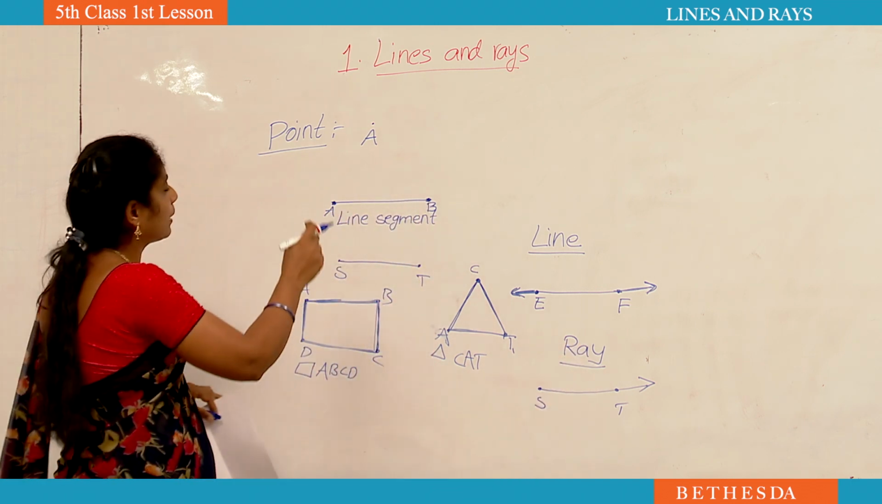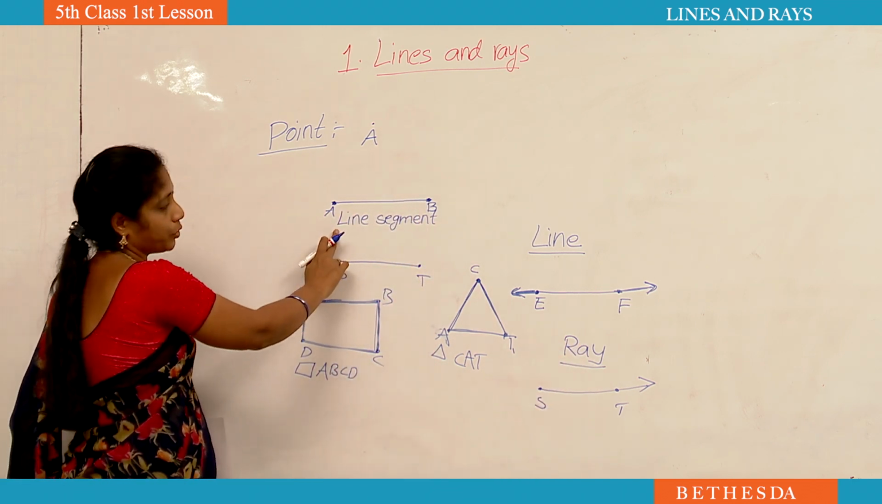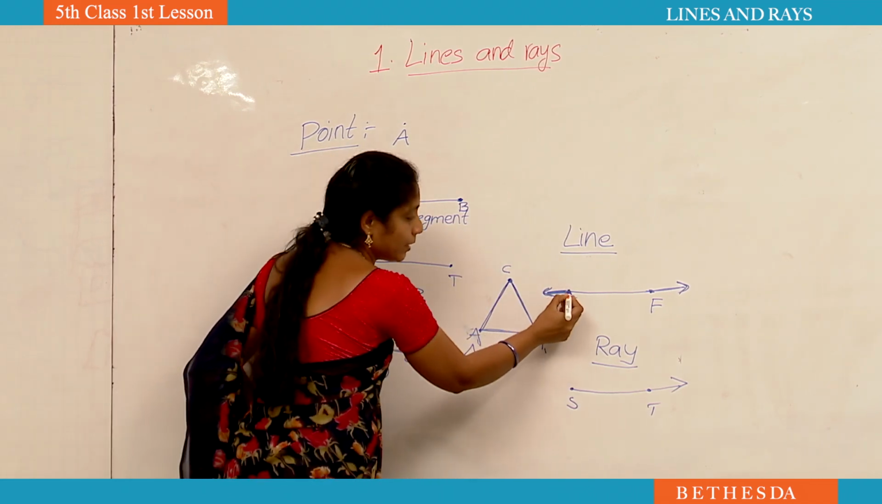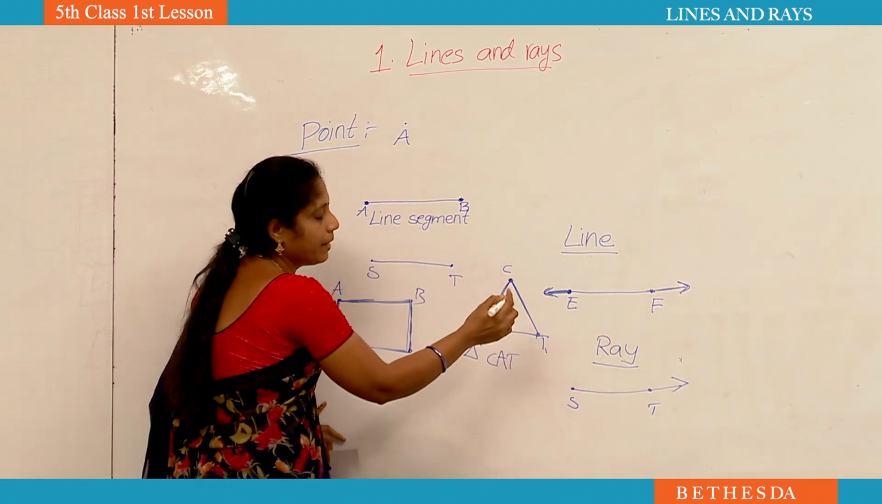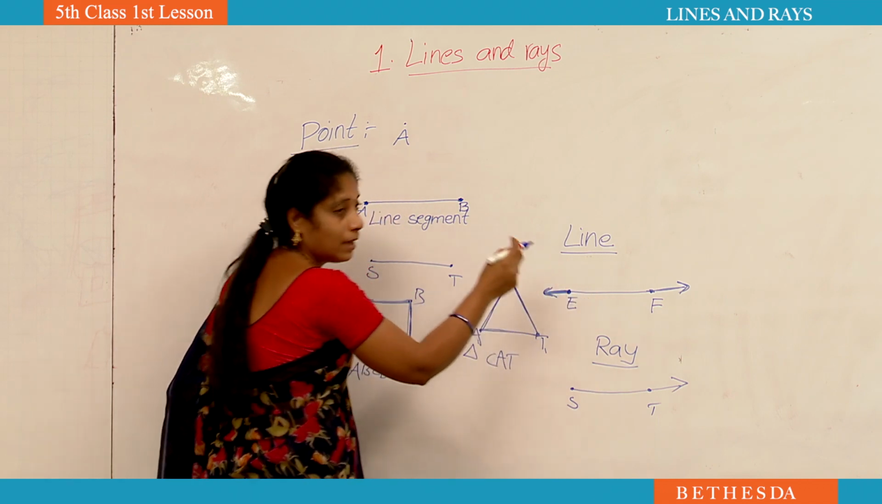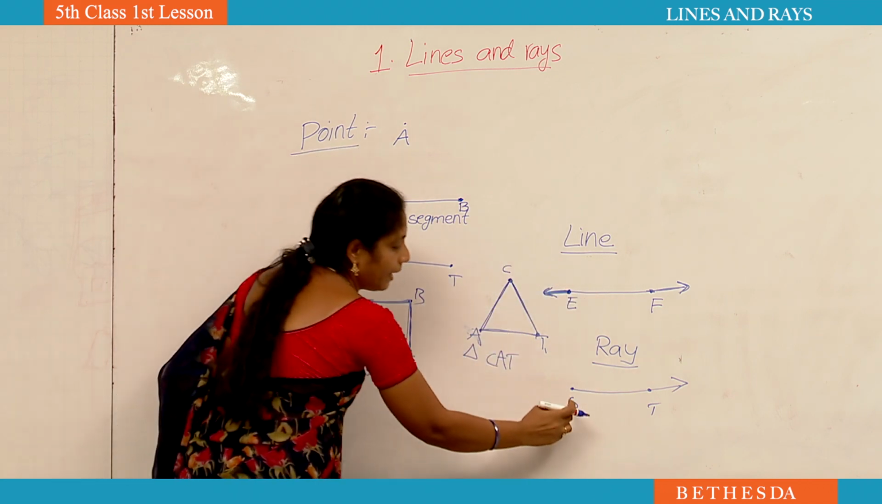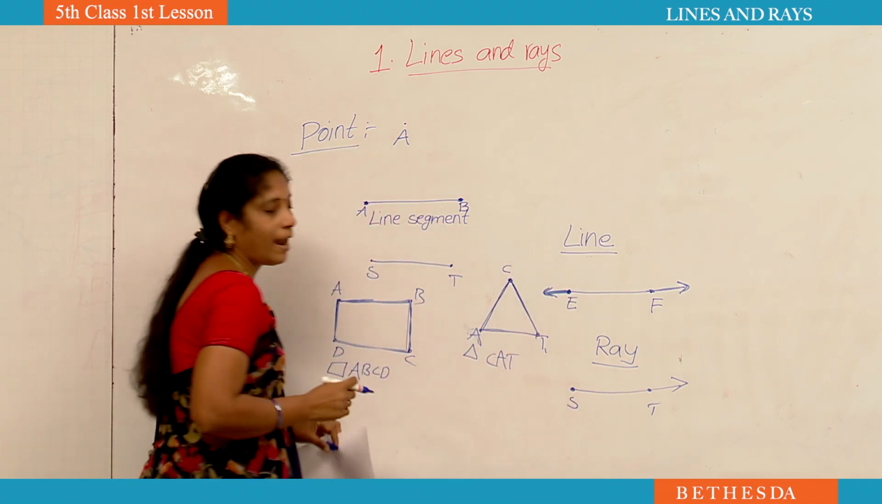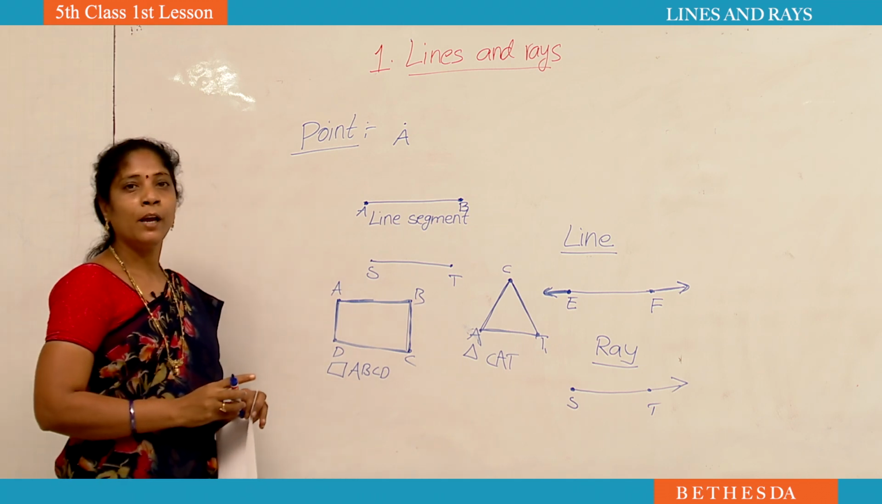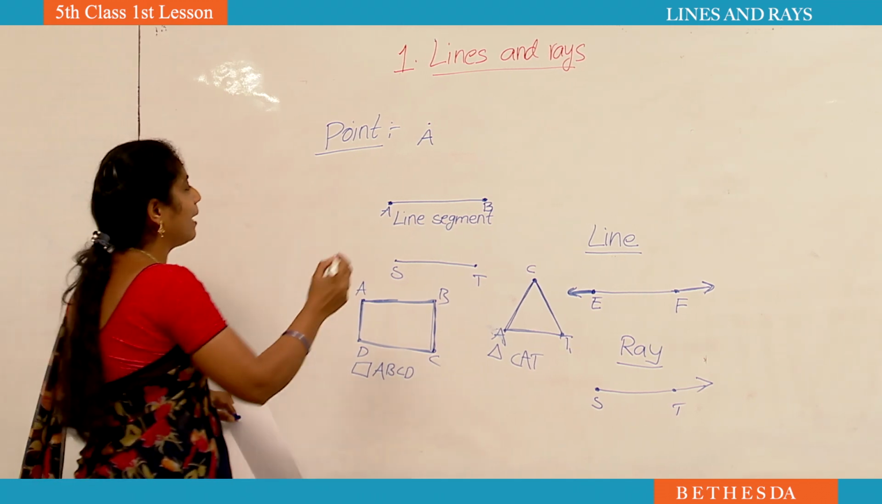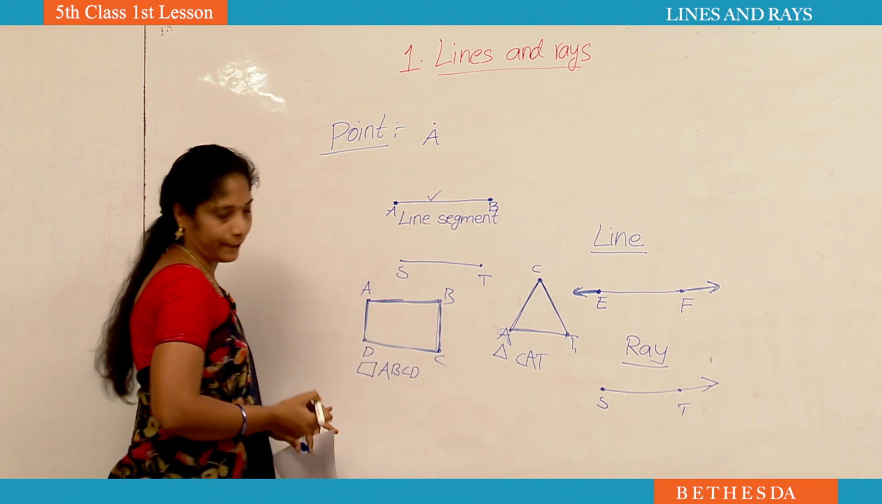Once all of you come, this line segment has two end points. Line has no end points. Why? Because we extend both sides. Line has no end points. Ray has only one end point. Did you understand? Now, we are going to learn how to measure the line segments.